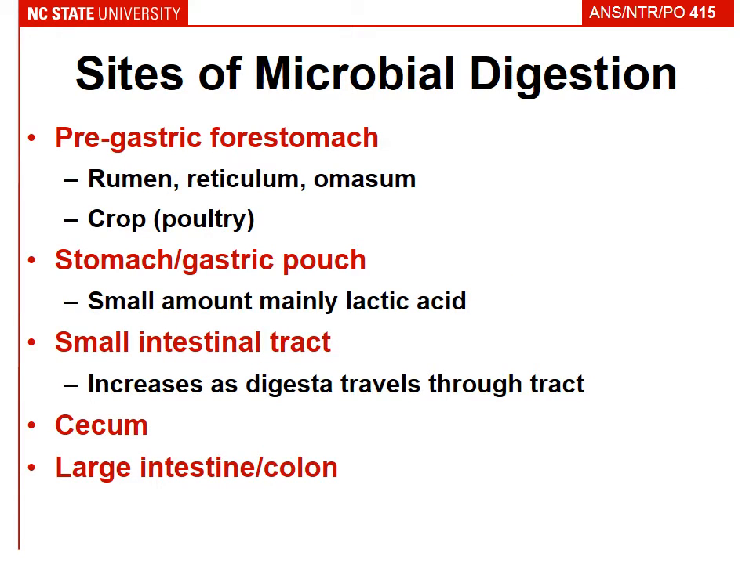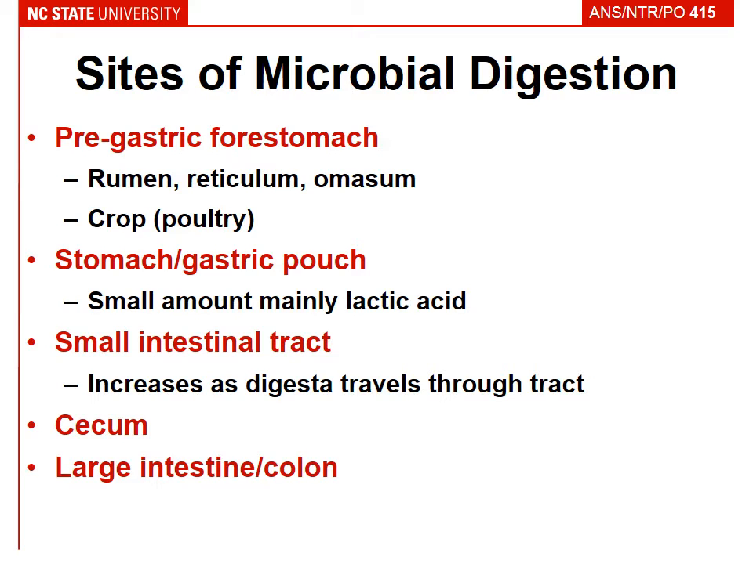So what are our sites of microbial digestion? First, we have our pregastric forestomach, or our pregastric fermenters. This is occurring in our foregut fermenters in the rumen, reticulum, and omasum, in our ruminant species.